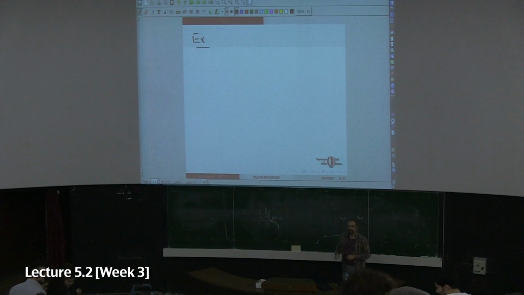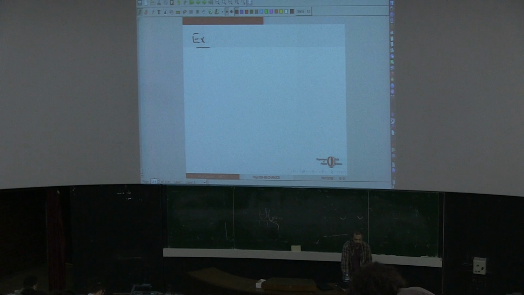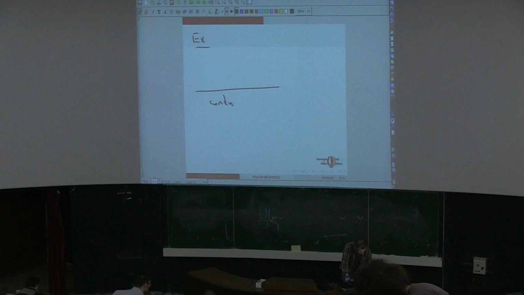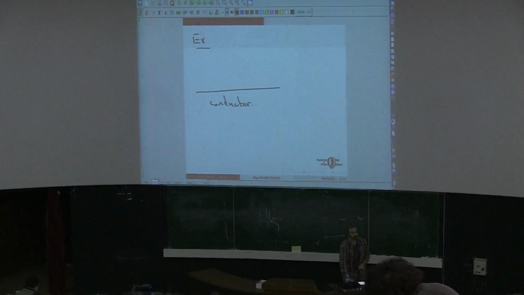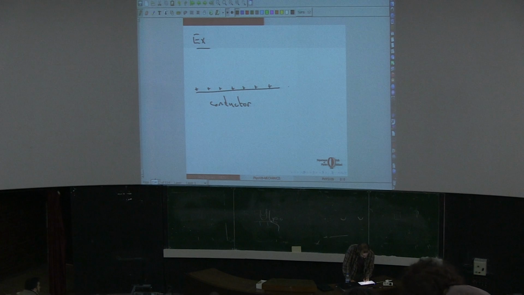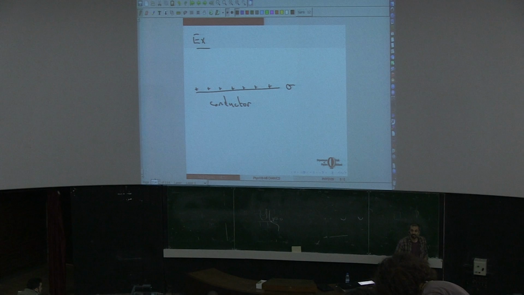Okay, so let's do another application of Gauss's law. Let's just assume that we have some conductor. This is the conductor. On the surface, we have some charge density, let's say positively charged, and sigma is the surface charge density, that is the charge per unit area.